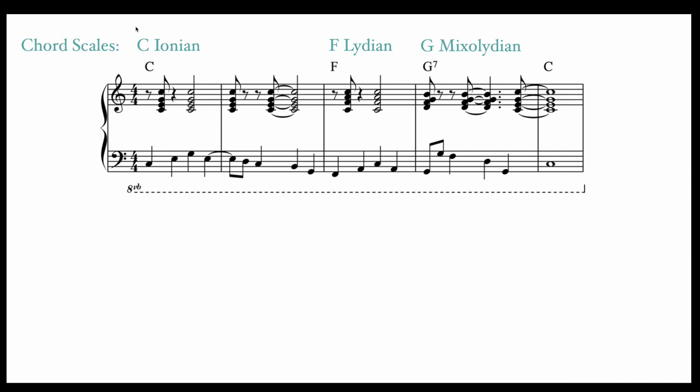Take this very basic tonal progression in the key of C major. You have a 1 chord, a 4 chord, a dominant 5 chord, and a 1 chord, right? All diatonic chords in the key of C major.